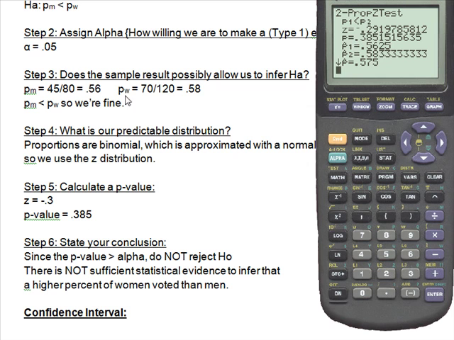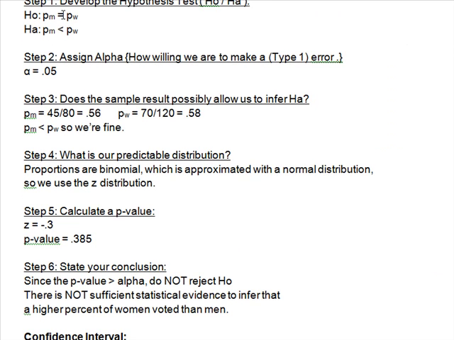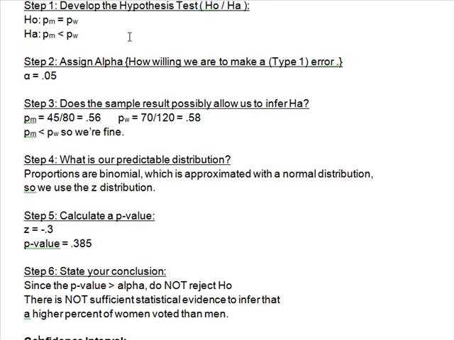So under the assumption of the null hypothesis, which is that the proportions are equal, it's fairly likely to get this sample result. 56 and 58%. That's pretty close, and one would be greater than the other. So with this p-value, we don't have enough evidence to reject H0, so we won't. Since the p-value is greater than alpha, we do not reject H0. There is not sufficient statistical evidence to infer that a higher percent of women voted than men.